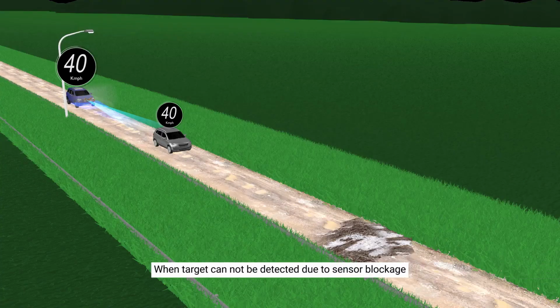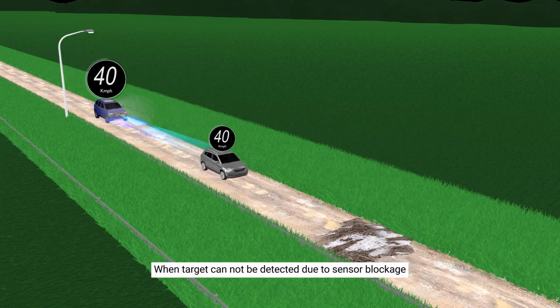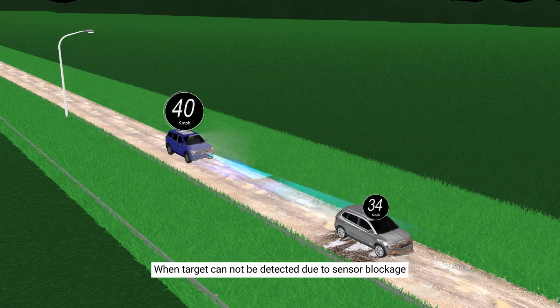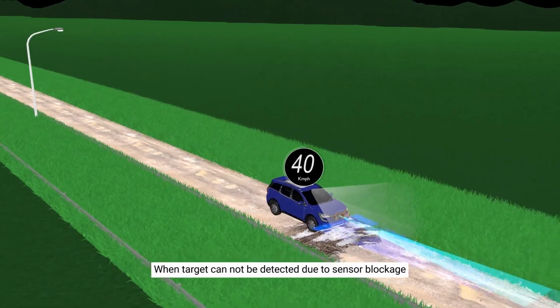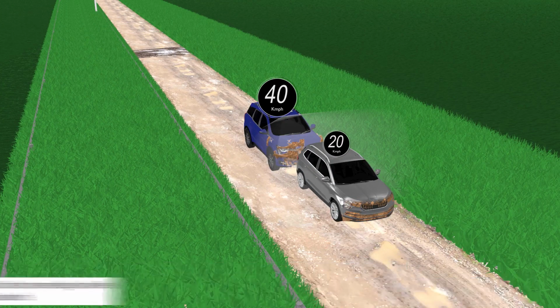When the target cannot be detected due to sensor blockage. In case sensor blockage occurs, a risk of collision with the front preceding vehicle and pedestrians is possible. Driver must be alert and take control of the vehicle.